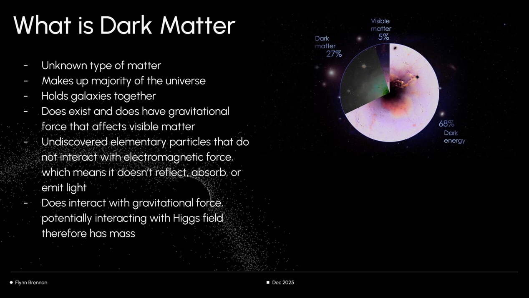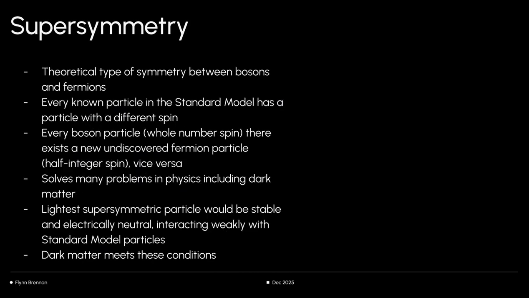So one theory that could explain what dark matter is made up of is called supersymmetry. Supersymmetry is a theoretical type of space-time symmetry between two basic classes of particles, which are bosons and fermions. It claims that for every known particle in the standard model, there exists a particle with a different spin. This means that for every known boson particle with a spin of a whole number, there exists a new undiscovered fermion particle with a spin of a half integer, and vice versa.